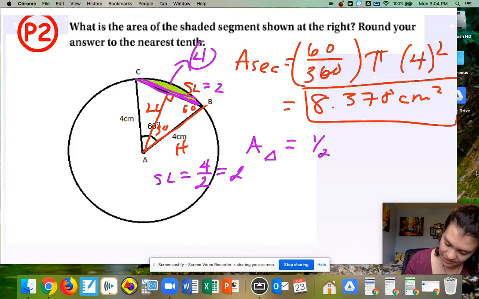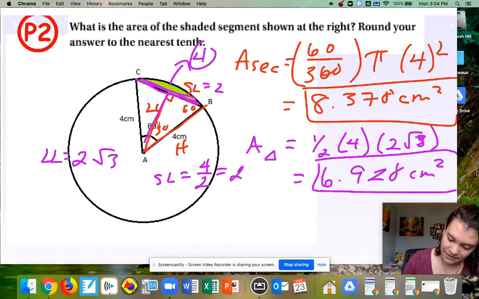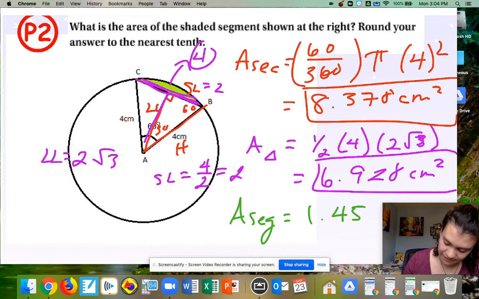So 1/2 times our base, which is 4. Then we need to figure out what the height is. So that would be the long leg, which is our short leg of 2 times square root of 3. So then you want 2 times the square root of 3. And your area should be 6.928-ish centimeters squared. And then the last step to find the area of your segment is to subtract those two. So your area of your segment is 1.45 centimeters squared.